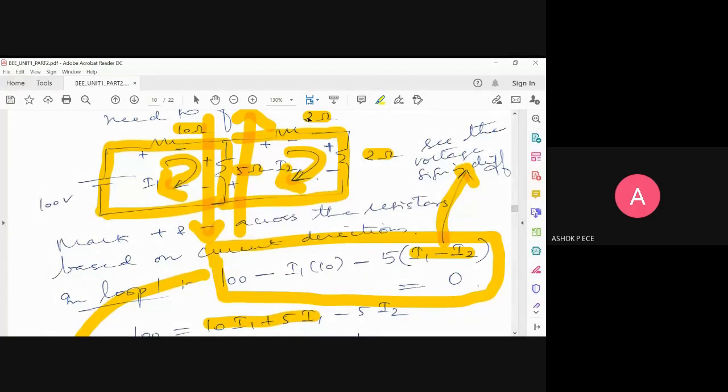So minus 2I2 minus 2I2 minus 5 into (I2 minus I1) equal to 0. All minus signs because there is no voltage source. Correct? All minus signs, and on the 5 alone you get I2 minus I1, because first you focus on I2, then only I1 is coming.